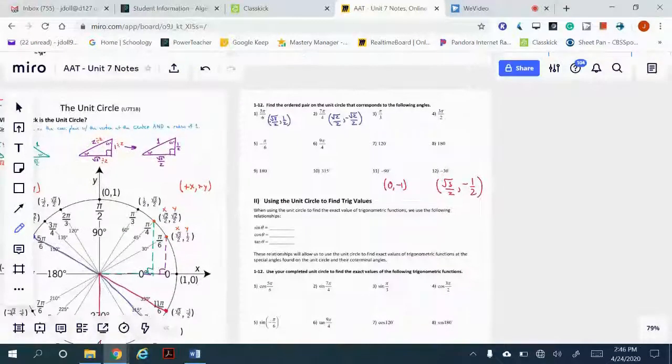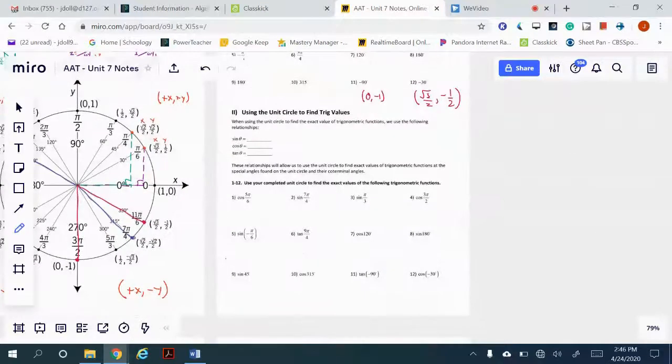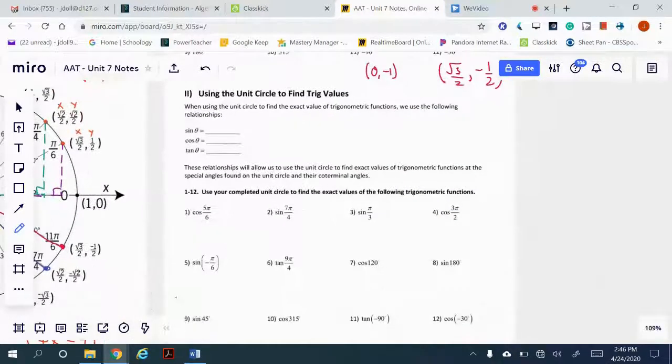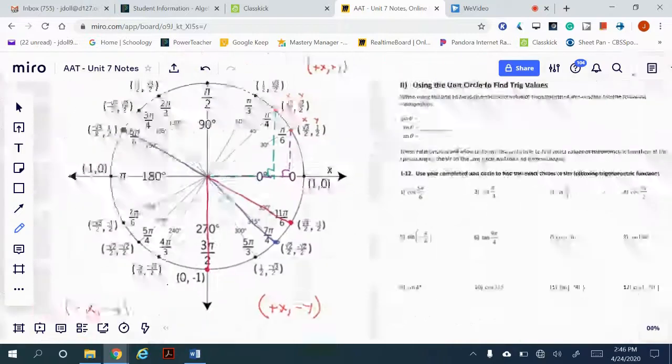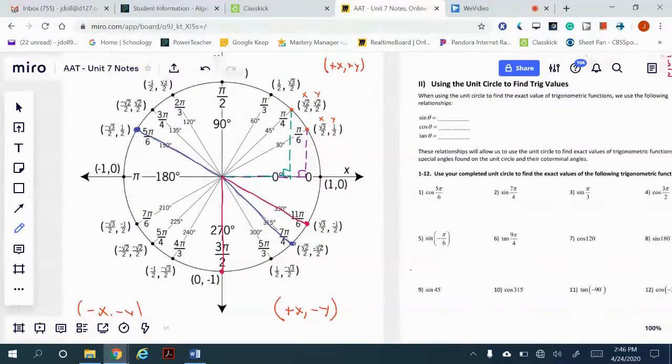All I want you to be able to do at the end of this video, guys, is use the unit circle. If you're given the angle measure of a terminal side, find the ordered pair, the x and y coordinates of where that side hits the unit circle. What we're going to do in the second video is talk about how we then use those ordered pairs to help us know the values for the sine, cosine, and tangent of these angles in our unit circle.